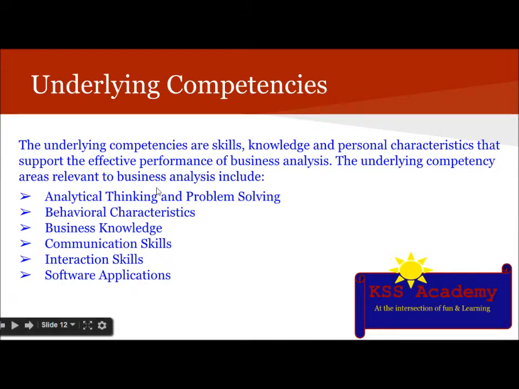Underlying competencies. These are the skills, knowledge, and personal characteristics that support the effective performance of business analysis. The underlying competencies areas relevant to business analysis include analytical thinking and problem solving, behavioral characteristics, business knowledge, communication skills, interaction skills, and software applications. These are general underlying competencies which should be there in any business analyst for good business analysis.